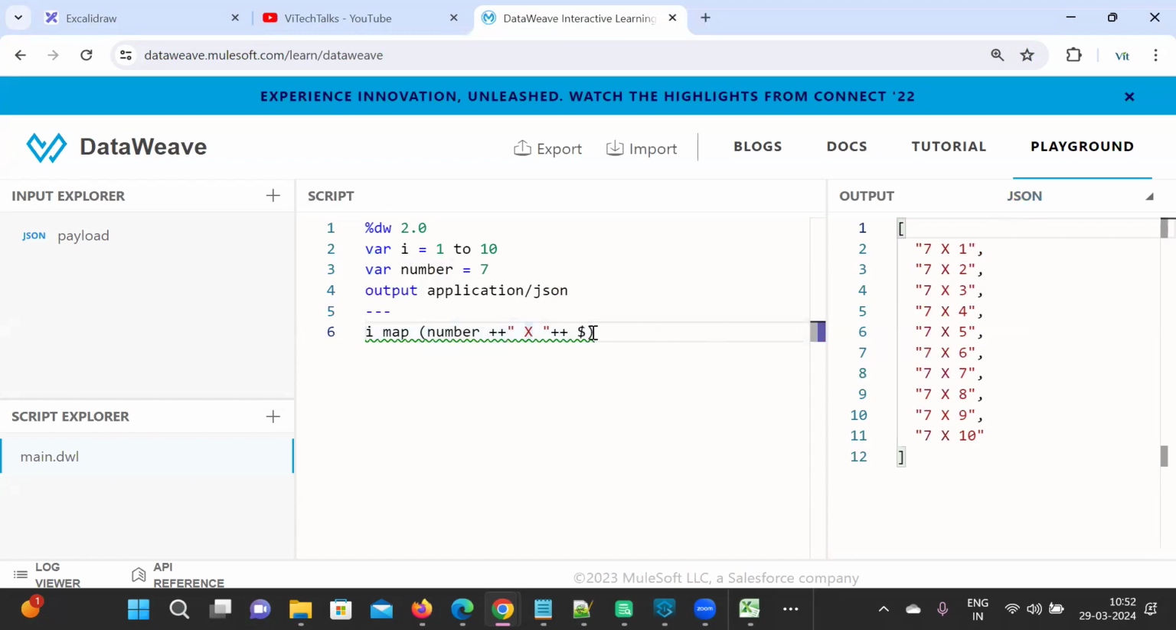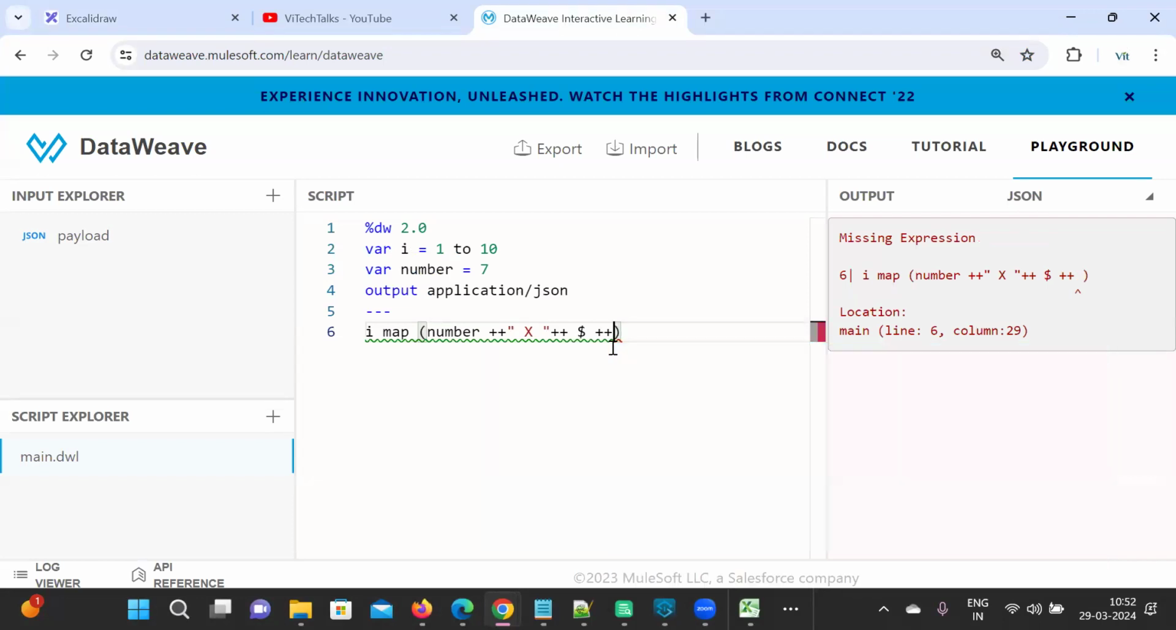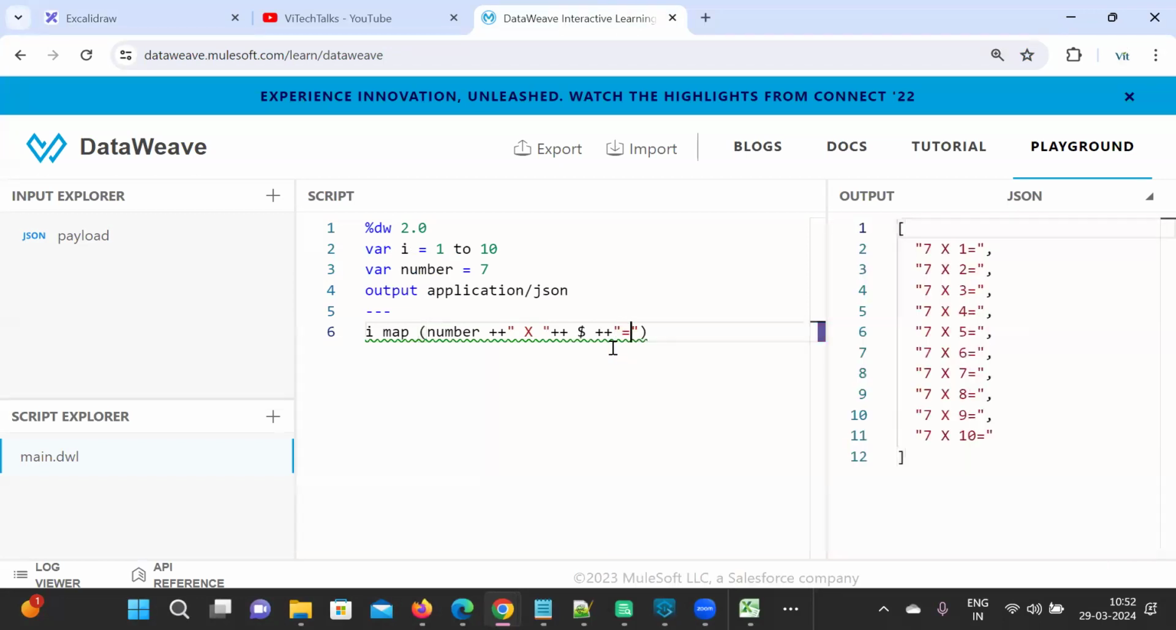7 1. Okay, now what you need to do? You need to print equal to. Either you can keep one equal to or double equal to, that is up to you. I'm going to keep only one equal to here. 7 1 x equal to. Okay, fine.